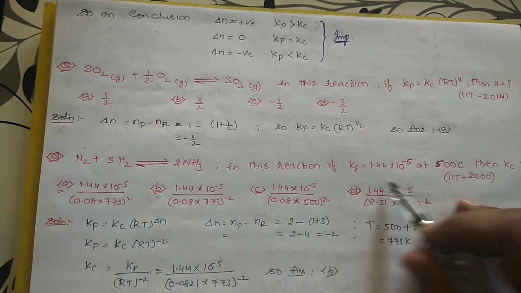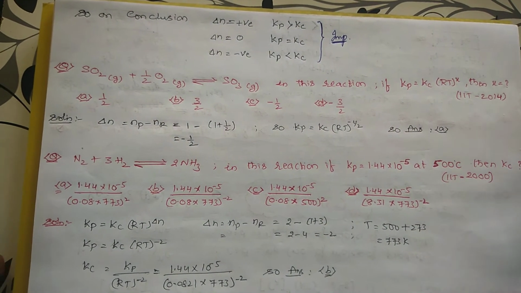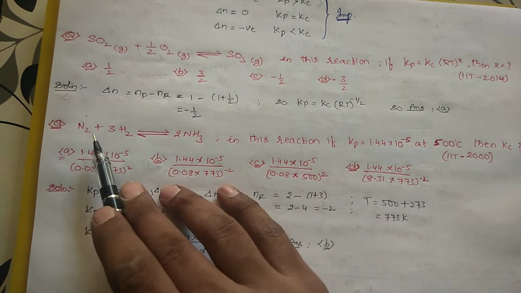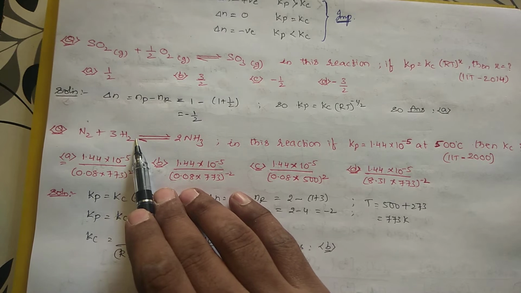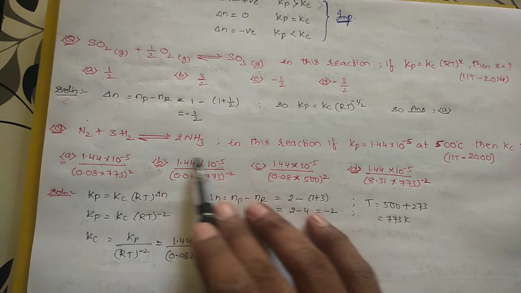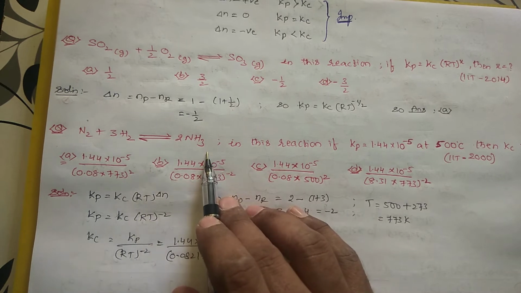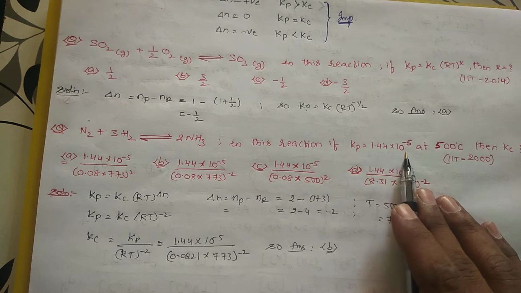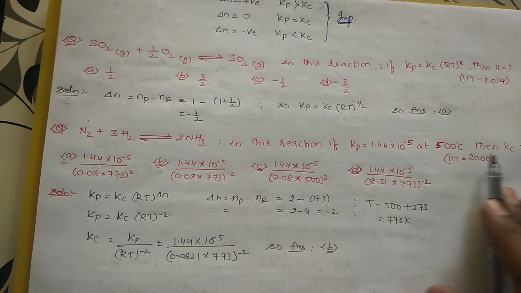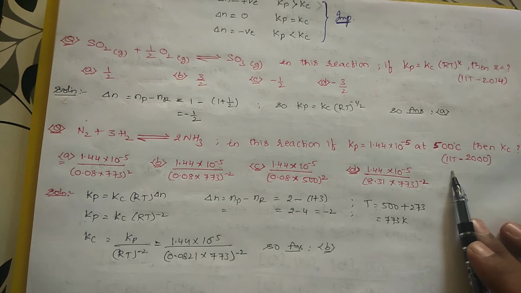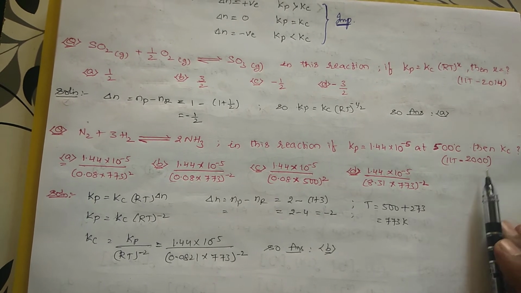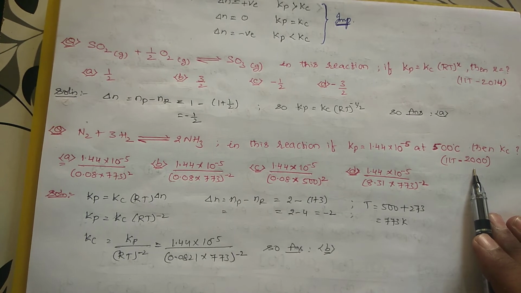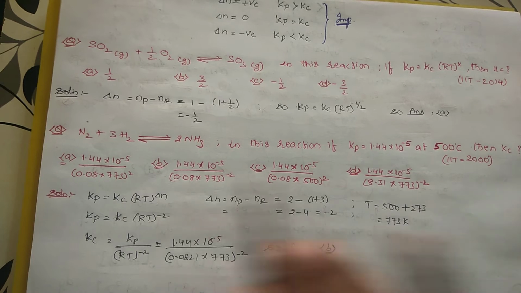Students, if you are still more interested, first try to do it yourself and afterwards check the answer, without looking at the answer. N2 plus 3H2 is in equilibrium with ammonia. All are in the gaseous state; I forgot to write the gaseous conditions. In this reaction, if Kp is equal to 1.44 into 10 power minus 5 at 500 degrees centigrade, what is the Kc value? This came in IIT 2000. Pause the video and try to solve it. I hope many of you got the answer. These are the options.